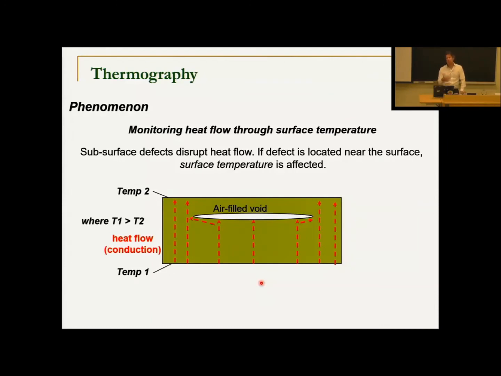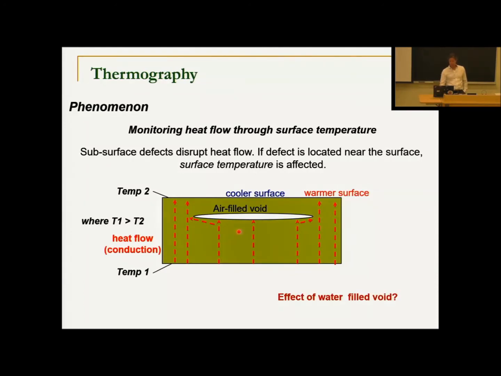So for example, if we have heat traveling from the bottom to the top, right, that void would block that heat flow, and it would look like the surface was cooler, right, near that air-filled void. So we take a picture and we say, aha, it's colder there. Something is blocking the heat flow underneath. It must be some air-filled void, perhaps.